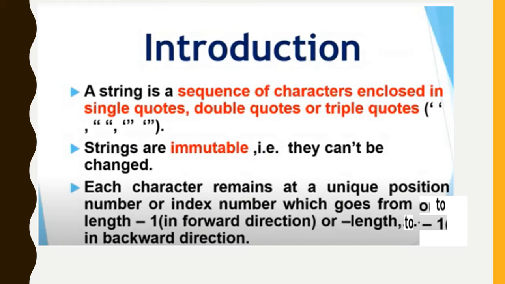What is a string? It is a sequence of characters enclosed in single quotes, double quotes, or triple quotes. And we know that strings are immutable, that is, they can't be changed. Already we had the concept of mutable and immutable data types. Each character remains at a unique position, or index number, which goes from 0 to length minus 1 in the forward direction, or minus length to -1 in the backward direction.